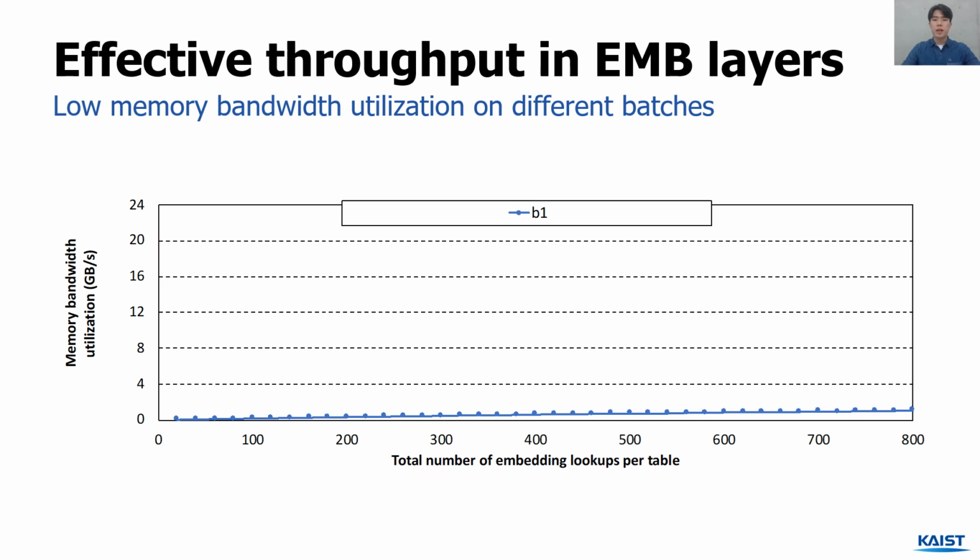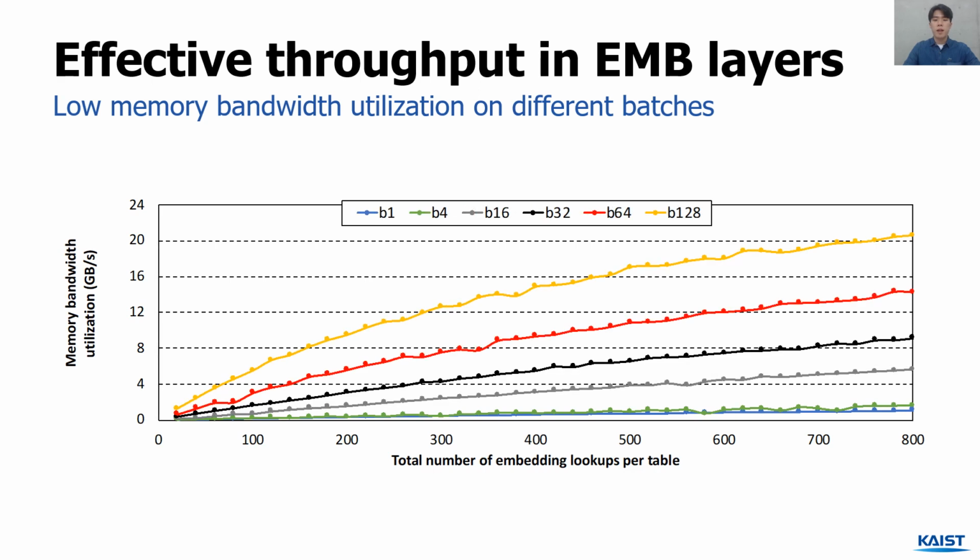To better highlight the challenges of effectively utilizing memory throughput for embedding layers, here we show the effective throughput of embedding layers when gradually increasing the number of embedding lookups for each table, when increasing the batch size from 1, 4, and all the way to batch 128. While large batch size 128 does a better job of achieving higher effective throughput, low to mid-size batches still suffer from low memory utilization, causing a significant performance bottleneck.